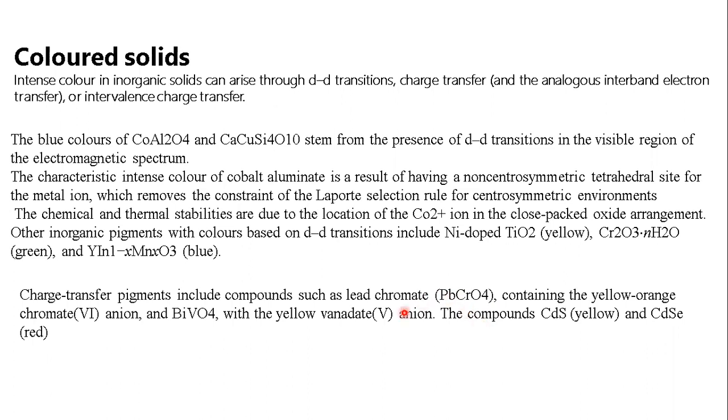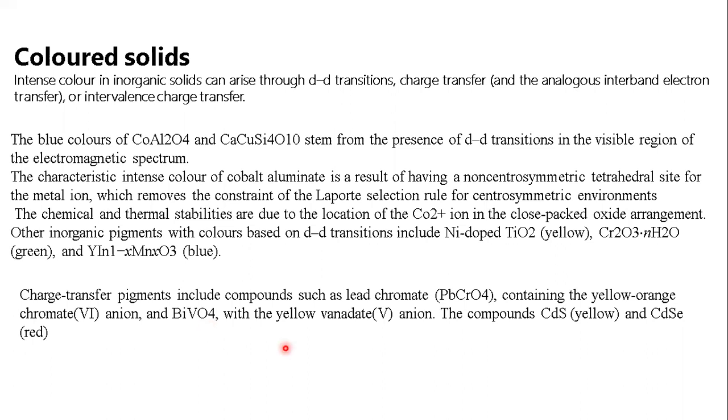Okay, so this lead chromate is yellow orange in color. Then chromate, yellow orange. And this vanadate, bismuth compound of vanadium oxide. So this is also yellow in color.